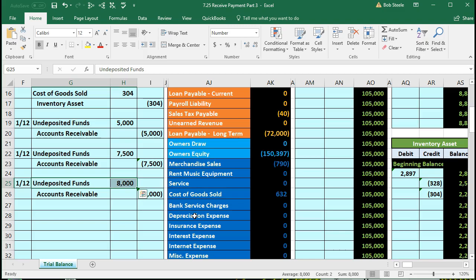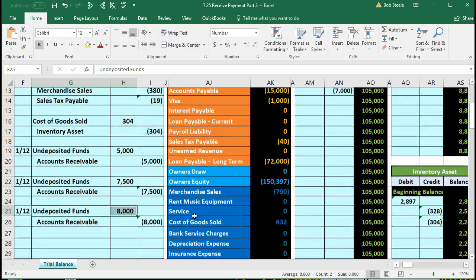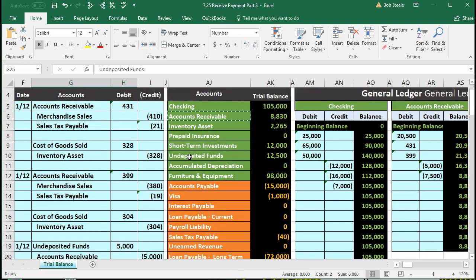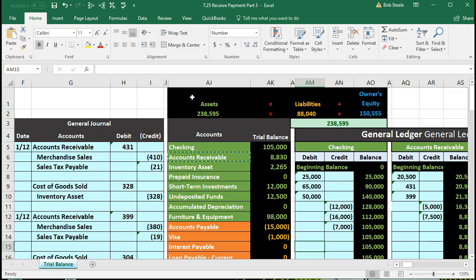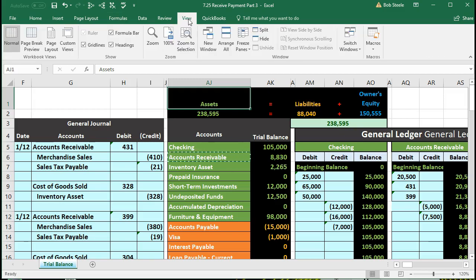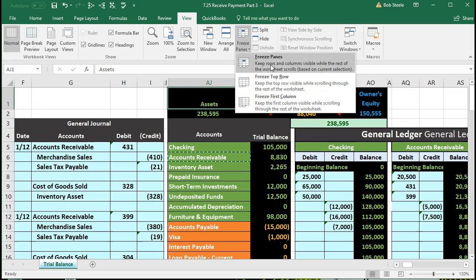So here's the undeposited funds in the journal entry. Here it is on the trial balance. Same order on the General Ledger. We're going to go ahead and freeze the panes before we go through this process by going to AJ1. Go to the Home tab. We want to go to the View tab and then go to the Windows group and freeze panes. We want to freeze the panes.